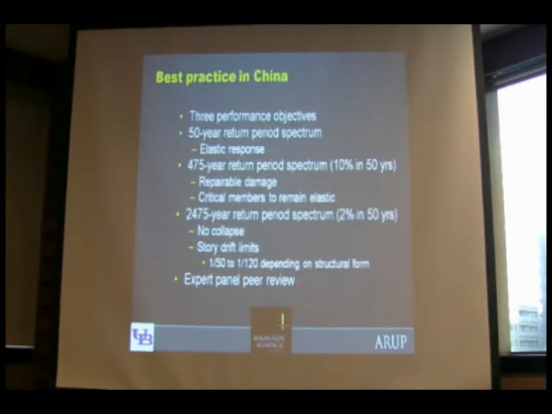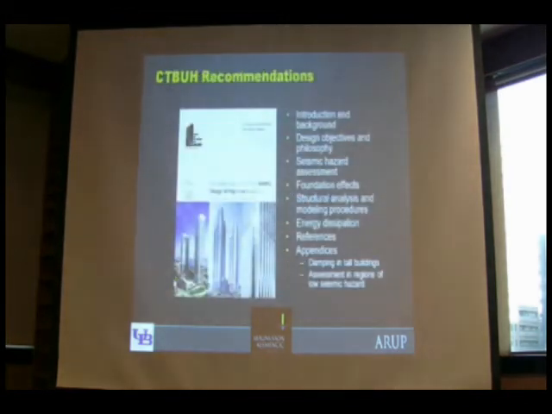In China, they make use of 3, not 2, performance objectives, again tied to hazard. In the Chinese practice, we look at shaking with return periods of 50 years, 475 years, and 2,475 years. And listed here on the slide are the corresponding performances, namely elastic response, repairable damage, and no collapse. Again, there's a requirement in China for expert panel peer review.